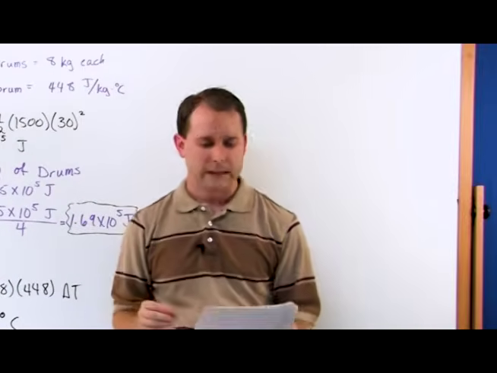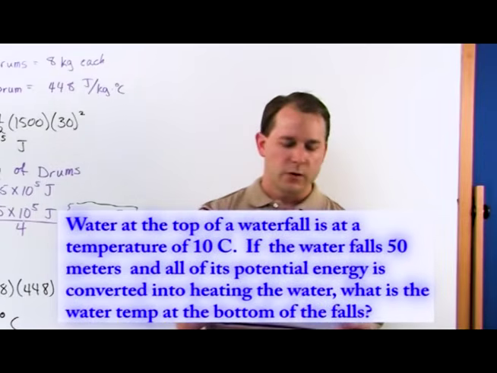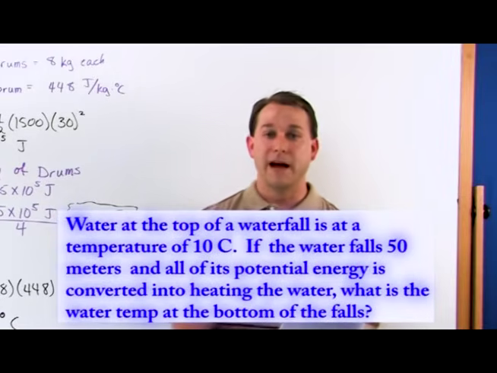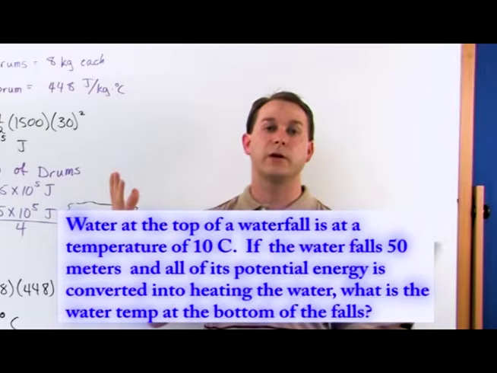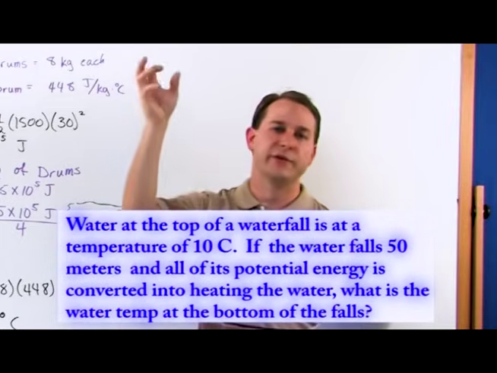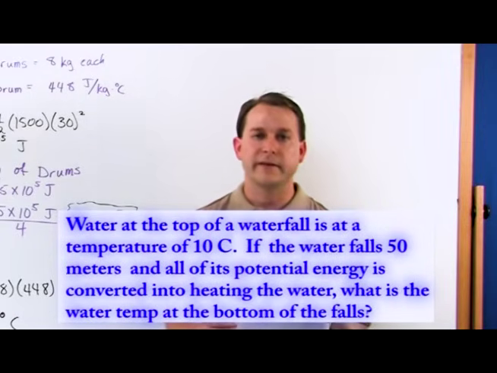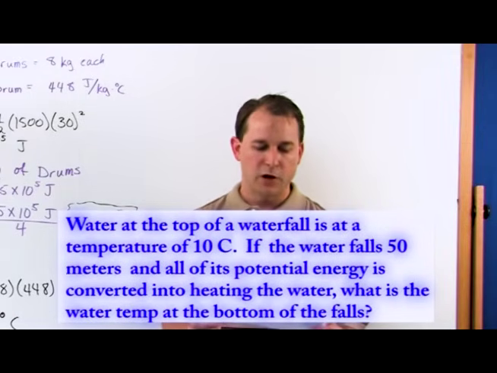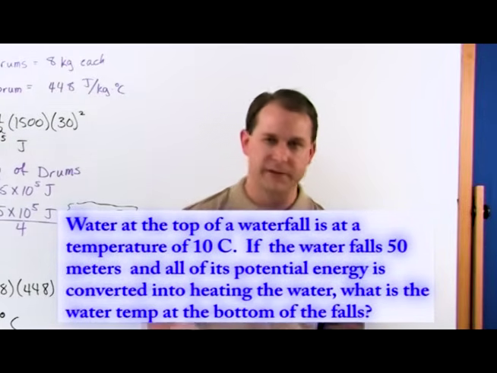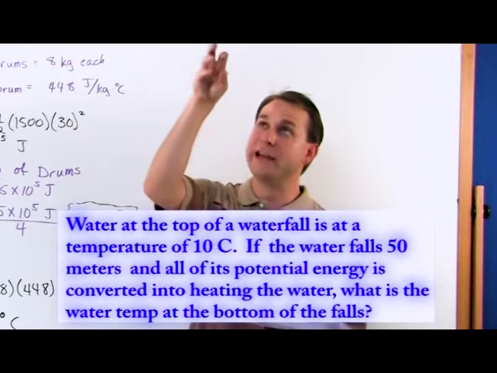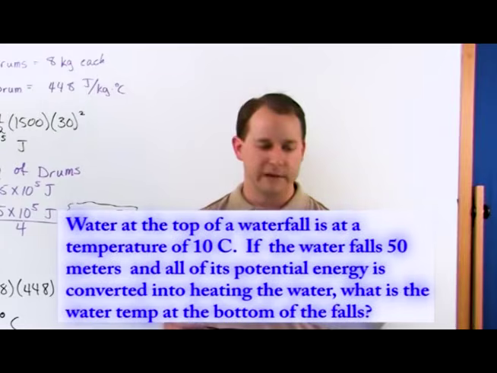The next problem has a similar sort of slant to it, but we'll see the differences here. We're going to say for the next problem that water at the top of Niagara Falls has a temperature of 10 degrees Celsius. So you have a waterfall. The water is going over the top at 10 degrees Celsius, okay? It falls down to the bottom of the waterfall, which is a distance of 50 meters, and all of its potential energy goes into heating the water as it crashes into the bottom of the canyon. So all of that potential energy that it had at the top, when it reaches the bottom, it all gets converted to heat, okay?